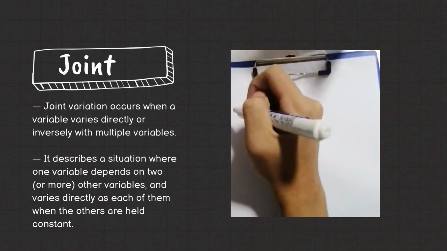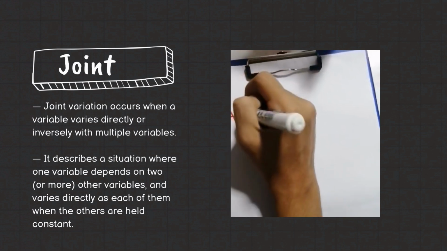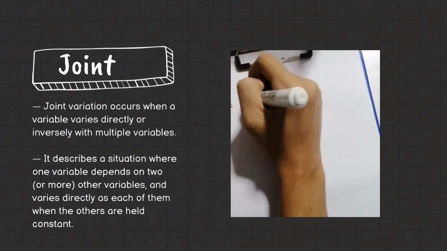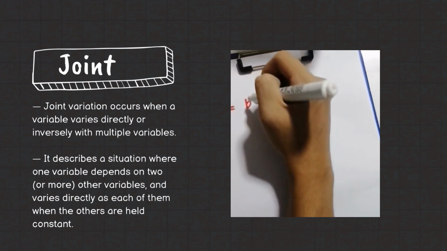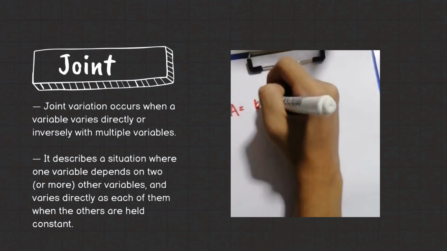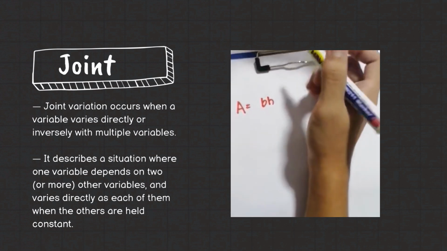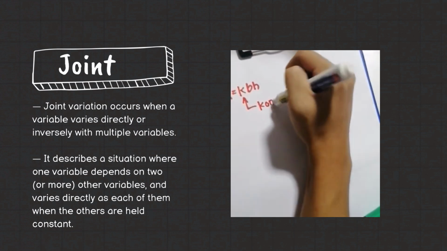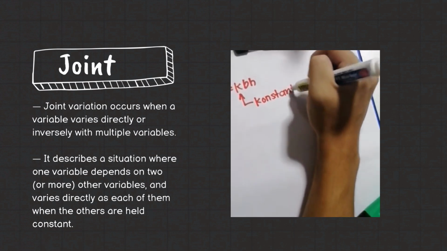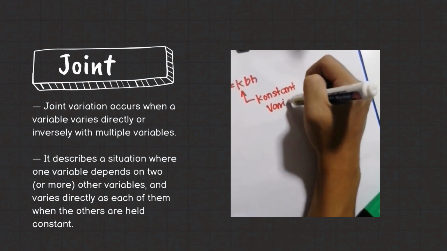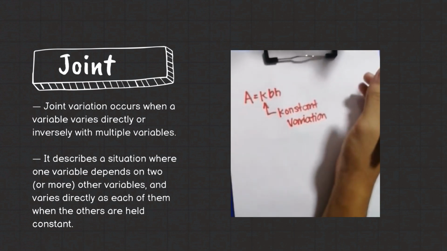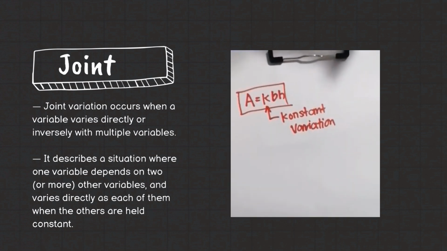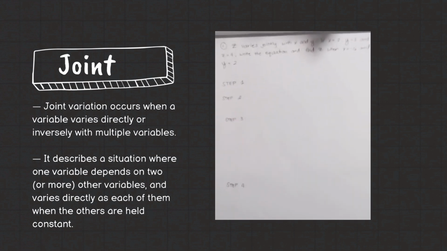Since it says that the A, or the area, varies jointly as its base B and its height H, we will be putting here the k because this serves as your constant term or constant of variation. So that's it. This is your equation for the sentence. Now let's move to the word problem.